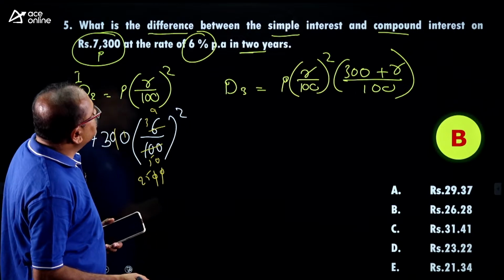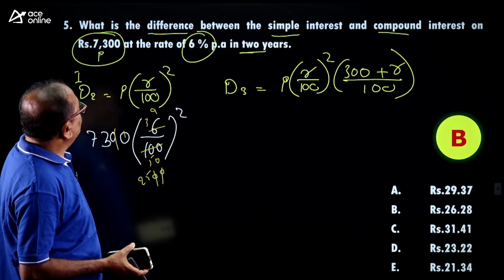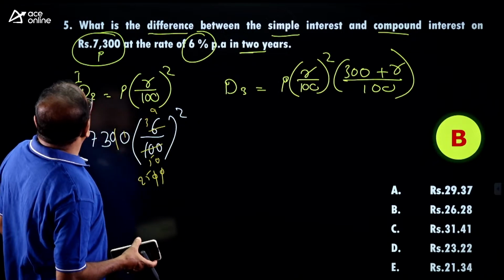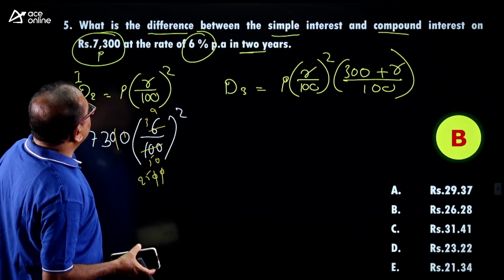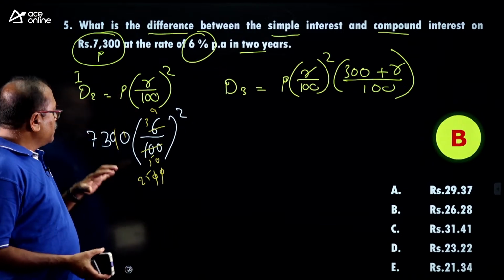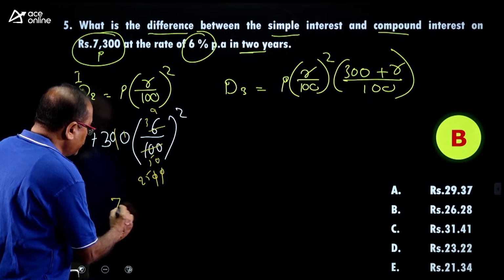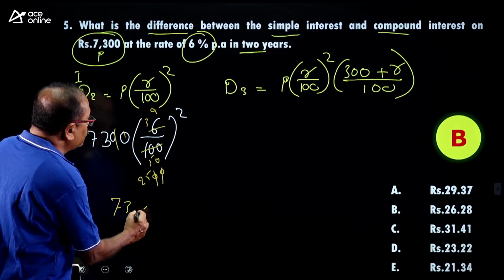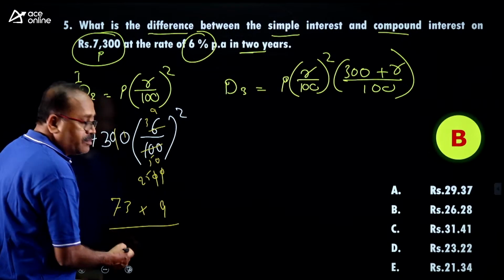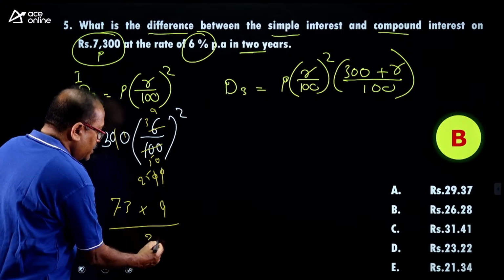Yes, it's 7,300. Okay, that's right. For how many years? Difference of simple interest and compound interest for 2 years. By cancelling this, what is the figure I am getting? That's 73 into 9 divided by 25. Right? So I will get the answer.